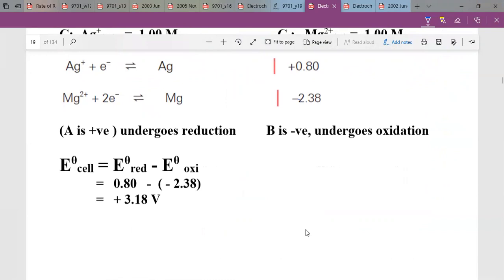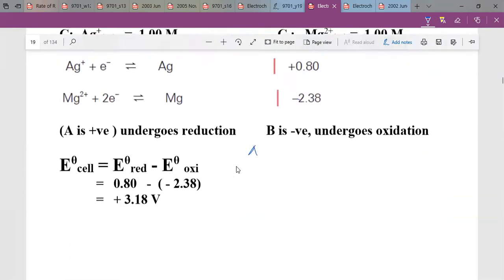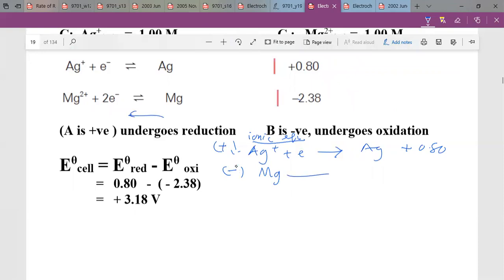You are asked firstly to write the overall equation and then give the E cell. It's a common first question. Now you know this one undergoes reduction, the positive end, so silver. It's an ionic equation: Ag plus plus electron, one direction, with E naught positive 0.80. Magnesium undergoes oxidation, so it goes to Mg2 plus plus 2e. Here you can change the sign because you shift the equation, but you cannot say this is E naught anymore. Just say this is 2.38.